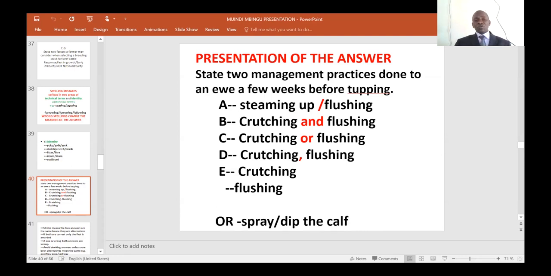Very good. For which reason, the response labeled A earns the candidate 0 on the reason that the 2 statements have different meaning. Steaming up and flushing. What do you think about the second response? How many marks? 1. Somebody saying 1. Okay. What about the third one? Steaming up or flushing?